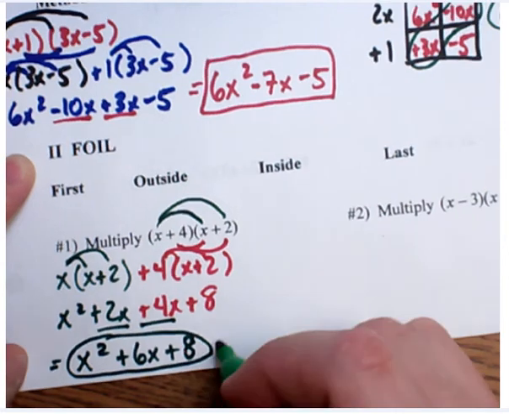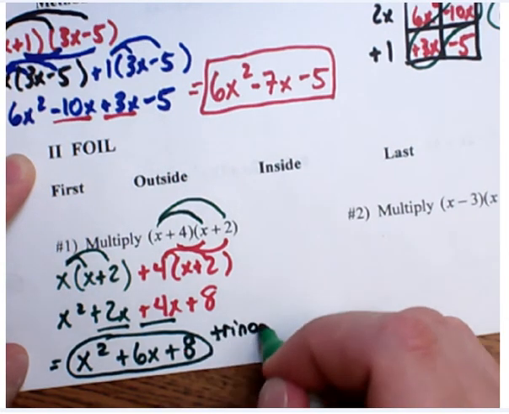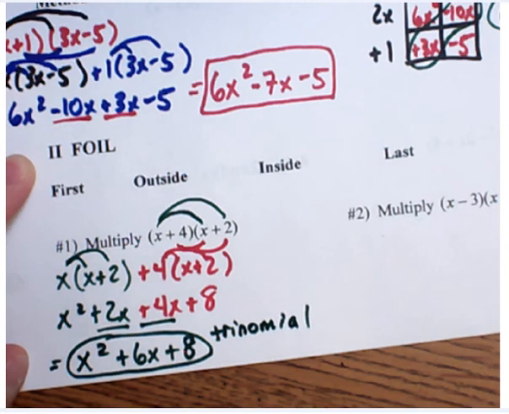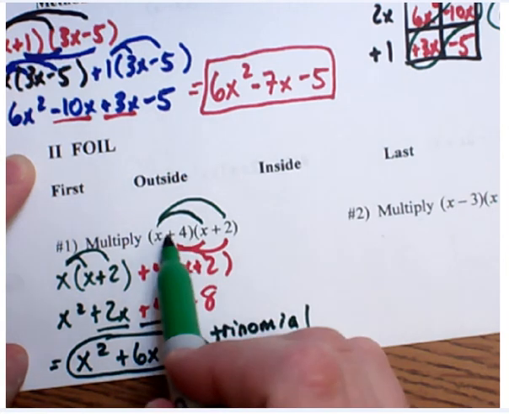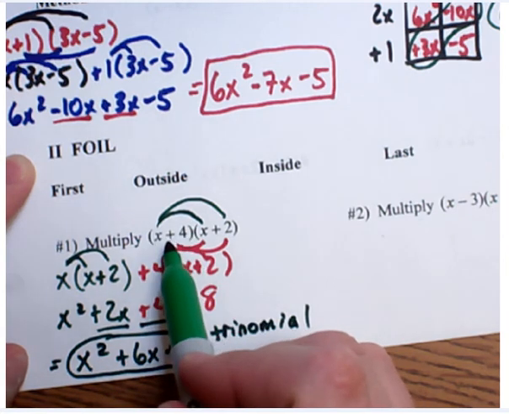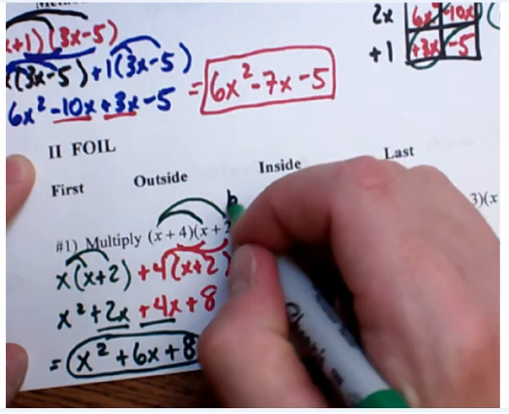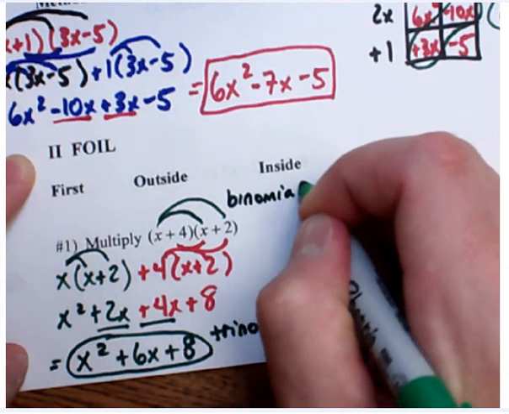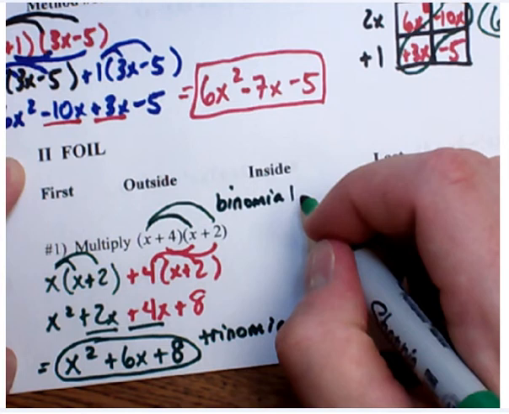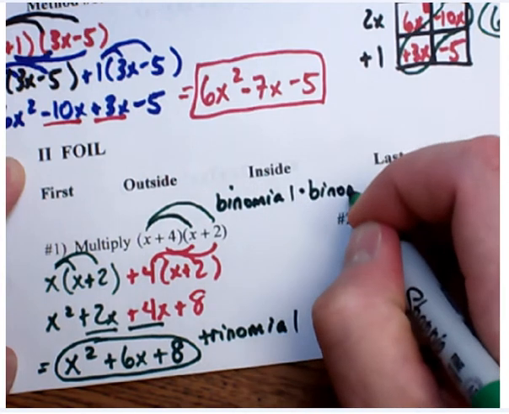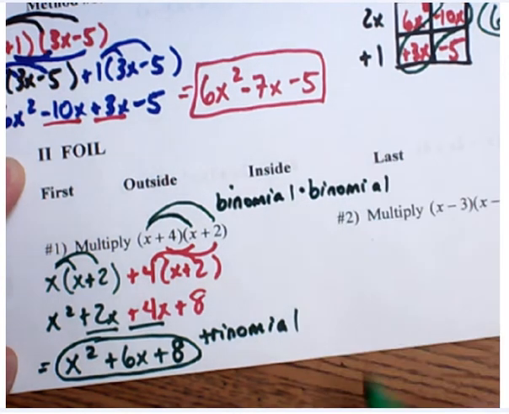By the way, this is called a trinomial. 3 terms, you get a trinomial. These are both binomials. So we're doing a binomial times another binomial. And usually, not always, but usually that gives you a trinomial.